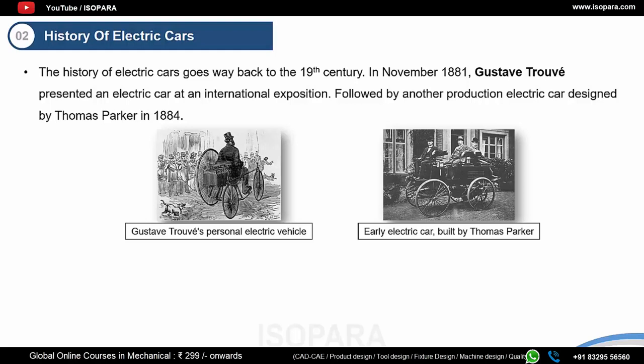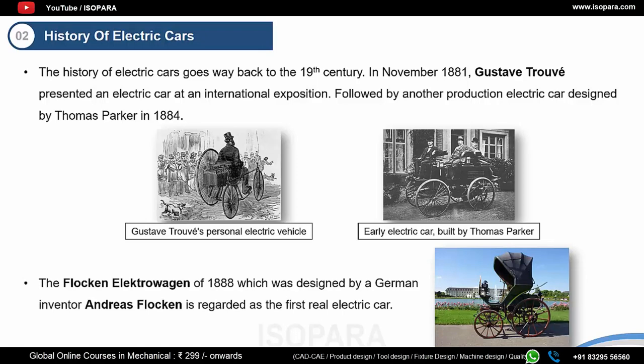museum. Okay, so since more and more companies started to show interest in electric vehicles, people wanted to invest more and more in these EVs or electric vehicles, which led to a rapid development of these vehicles. And France and the United Kingdom were the first nations to support the widespread development of these electric vehicles. And then a German engineer called Andreas Flocken built the first real electric car in 1888, as you can see in this image. So this is actually an electric powered car, or you can say simply a wagon.